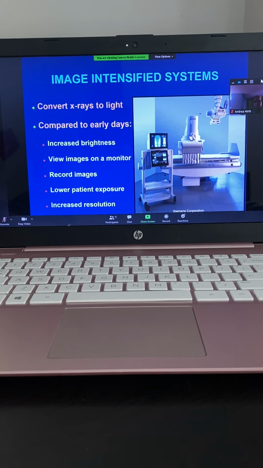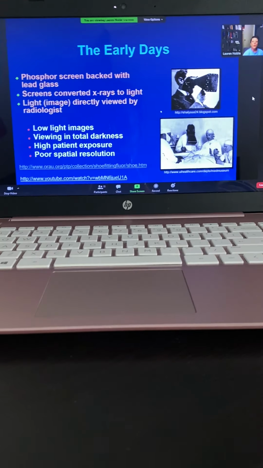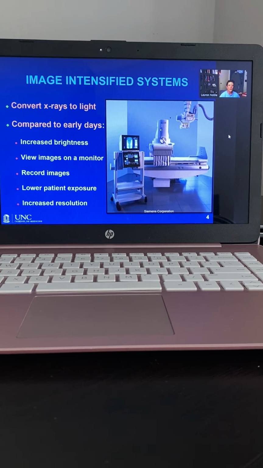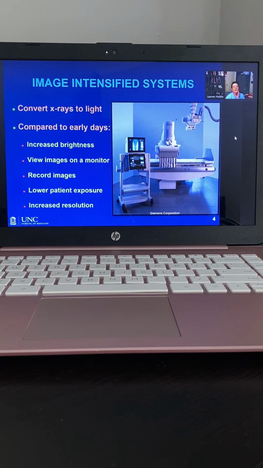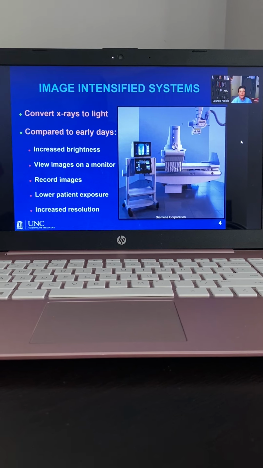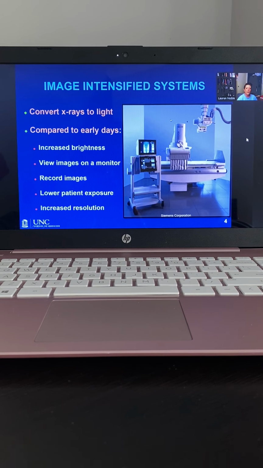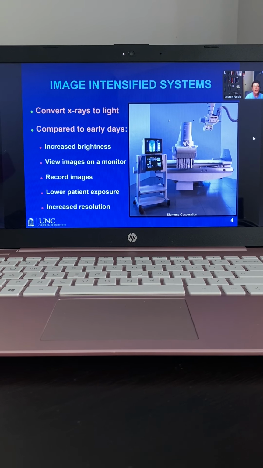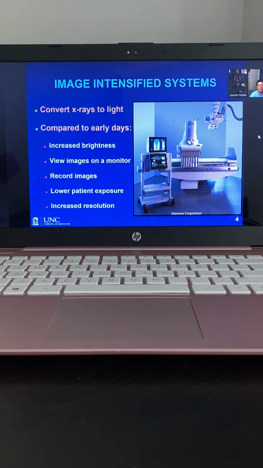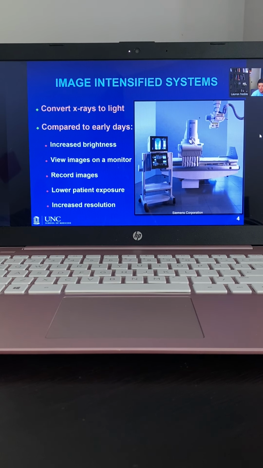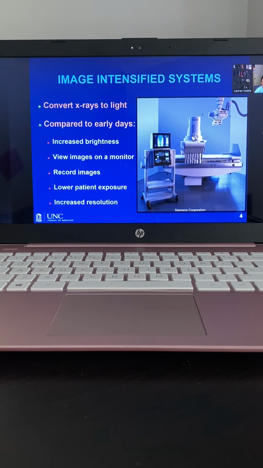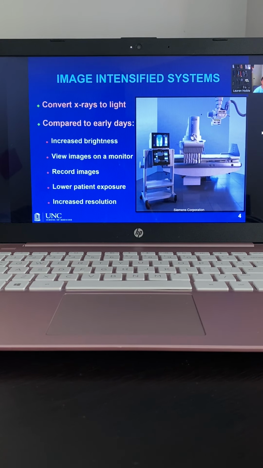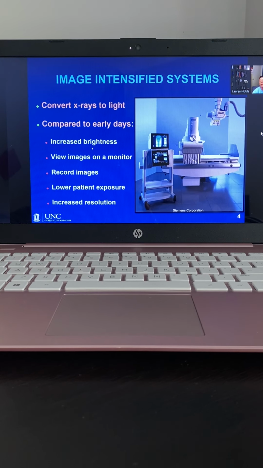Okay, so this was the early fluoroscope, and then improvements were made, like you see here. This is more of a modern day fluoroscope, but we're making improvements to these too, and at some point these will probably go by the wayside. But this is what we call image intensified fluoroscopy. So this is an image intensified unit. What this unit will do is it will also convert X-rays to light, just like the early systems did. But compared to the original fluoroscope, this particular unit will increase the brightness of the image.